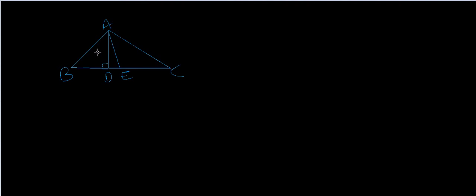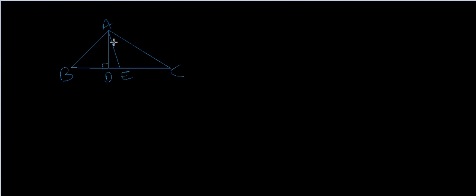Now let's move on to our next question. Here we have a triangle ABC and AE is the median passing through A. That is BE is equal to EC. And we have to prove that the median divides the triangle into two triangles having equal areas. That is, area of triangle ABE should be equal to area of triangle AEC.